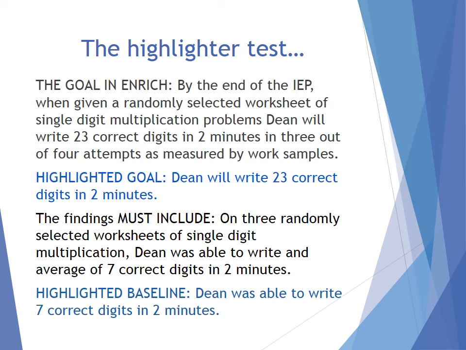If you said that you would highlight in the goal, Dean will write 23 correct digits in 2 minutes, you would be correct. Then if you highlighted that Dean was able to write 7 correct digits in 2 minutes in the baseline, you were right again. This is a strategy that you should use regularly to check the compliance of IEPs at your school. You can use this with all goals in all areas. Many school coordinators struggle when checking the compliance of speech and related service present levels, findings, and goals. The above strategy works even when the services are specialized or are out of your area of expertise.